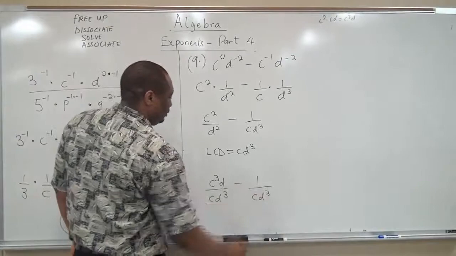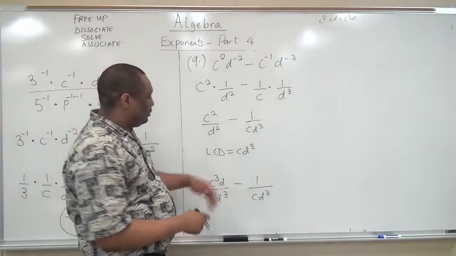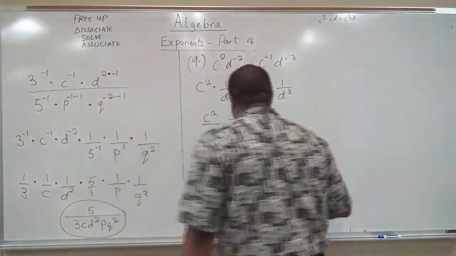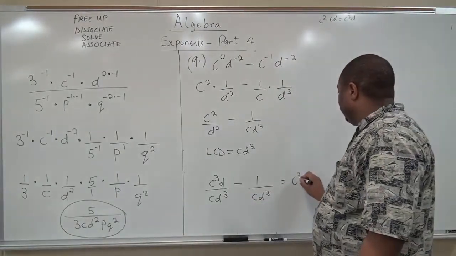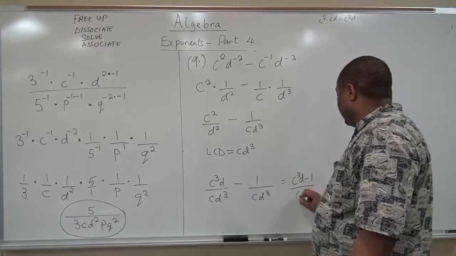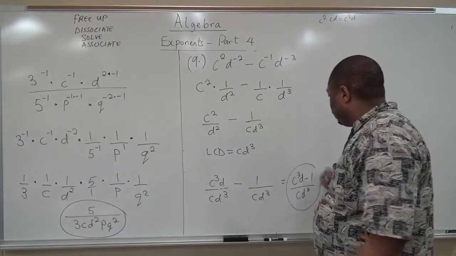Then this is of course 1. And then you can now subtract them because they have the same denominator now. So this will be c cubed d minus 1 all over cd cubed. And this becomes your answer.